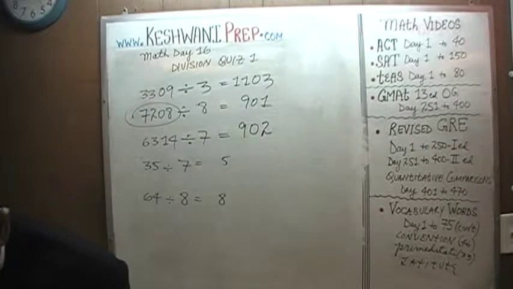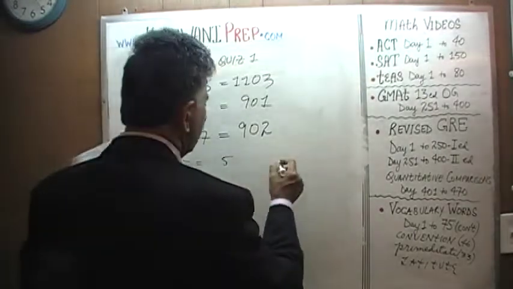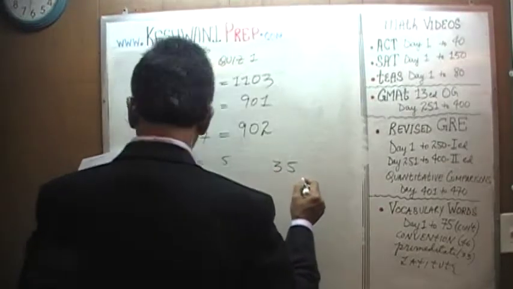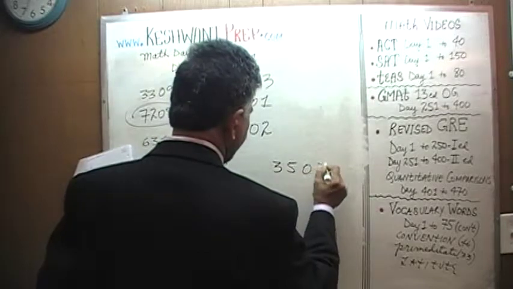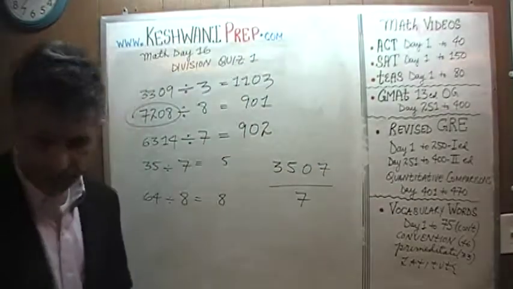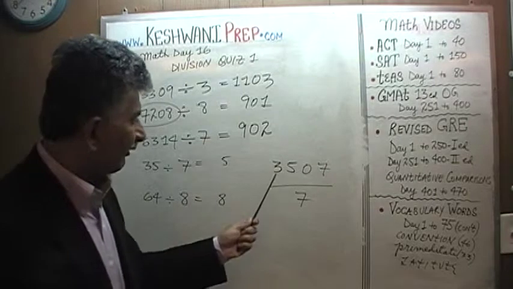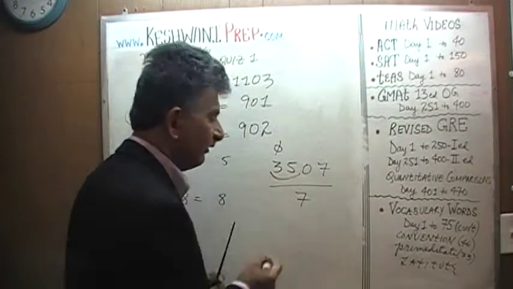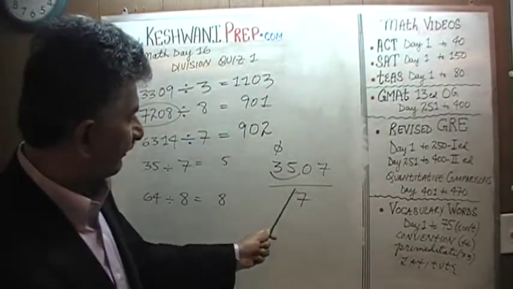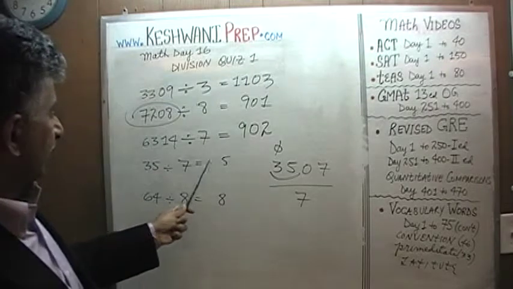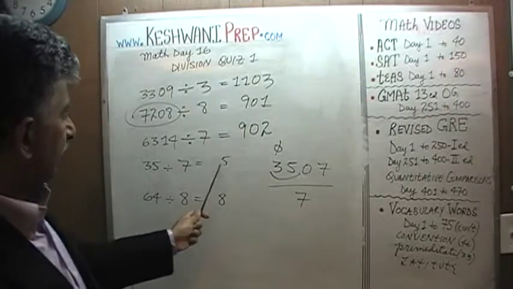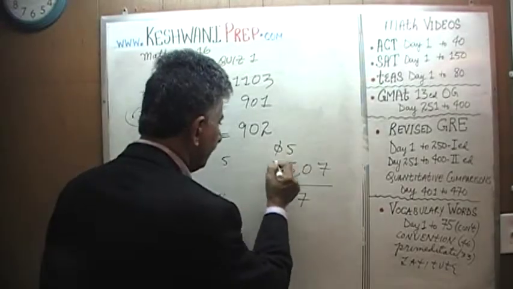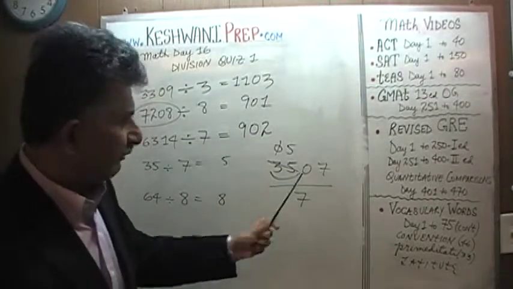Let's do one more. How about 3,507 divided by 7? The same exact process, nothing is going to change. You ask yourself, how many 7s does 3 have? 3 has no 7. That 3 goes and joins the 5, becomes 35. How many 7s does 35 have? 35 is made up of 5 7s. We just said this, 5 7s are 35. We put a 5 up there. 35 goes away.